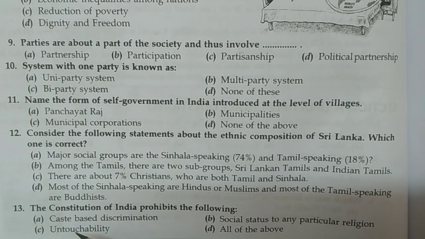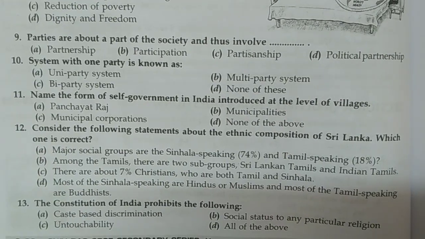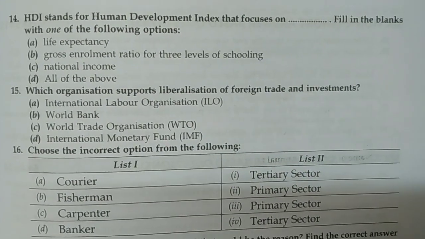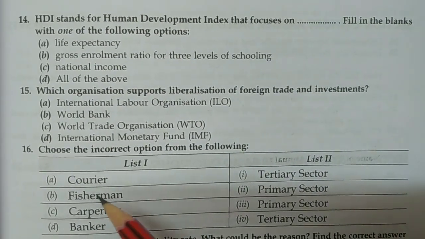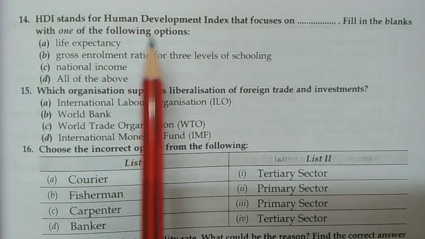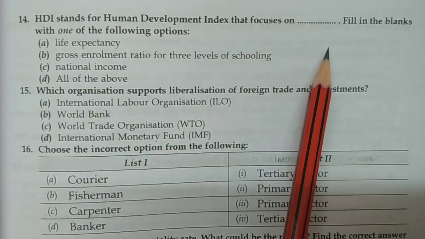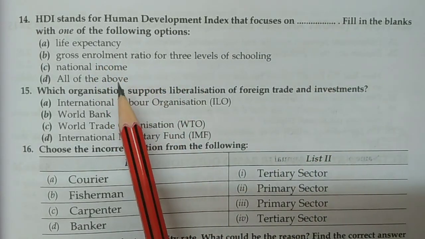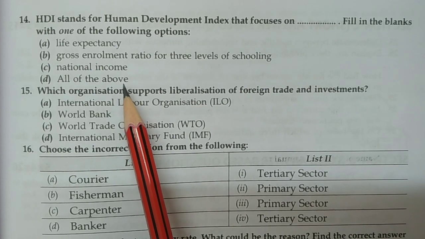Question number 13. The Constitution of India prohibits the following. You have these 4 options and you can find the exact and suitable answer which is necessary here. And after that, I am coming to the next question, question number 14. Given HDI stands for Human Development Index that focuses on dash. Fill in the blanks with one of the following options. So you have these 4 options and you can find the exact answers from here.